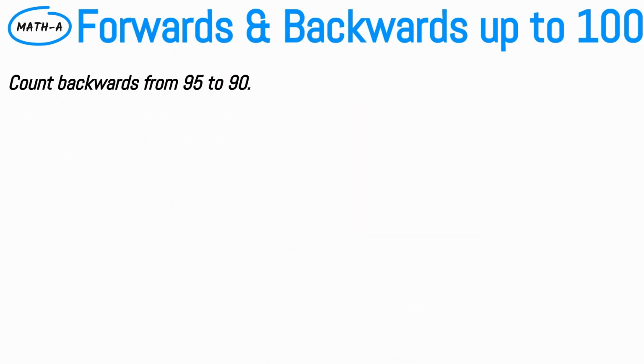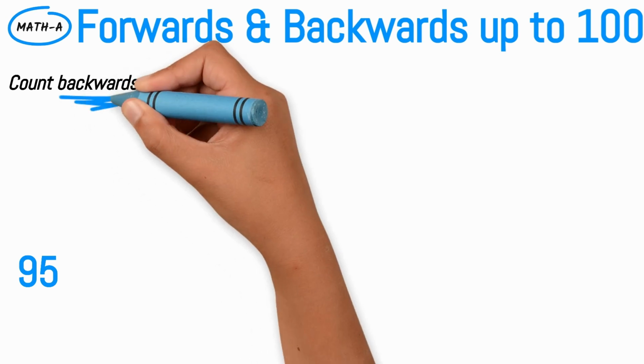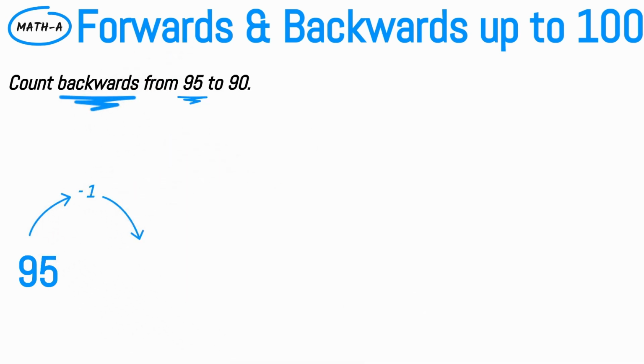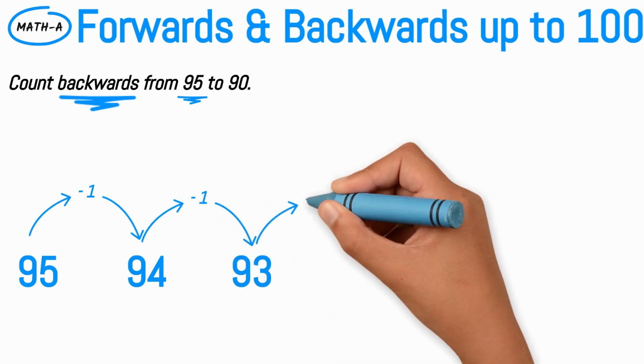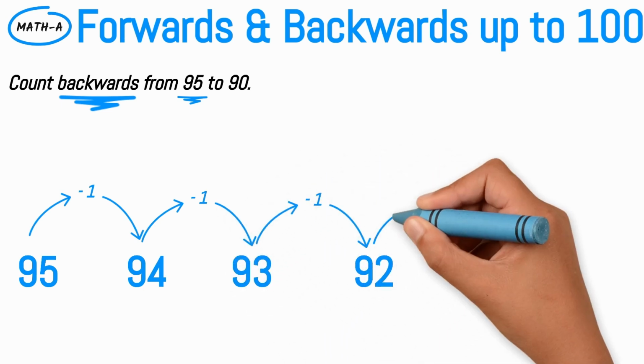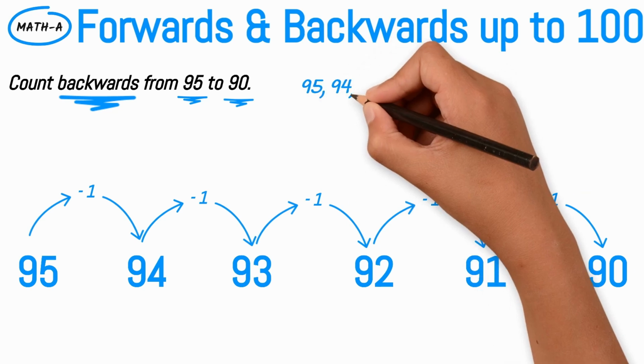Count backwards from 95 to 90. So we start with 95 and counting backwards. So we got 94, 93, 92, 91, and 90. That's the answer.